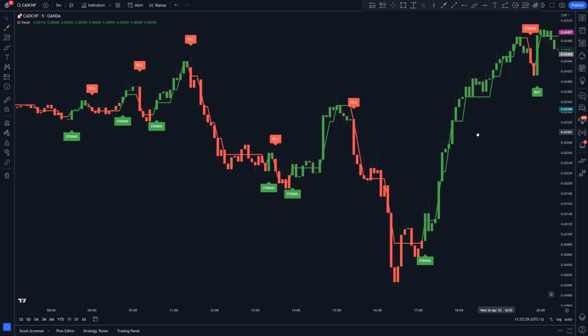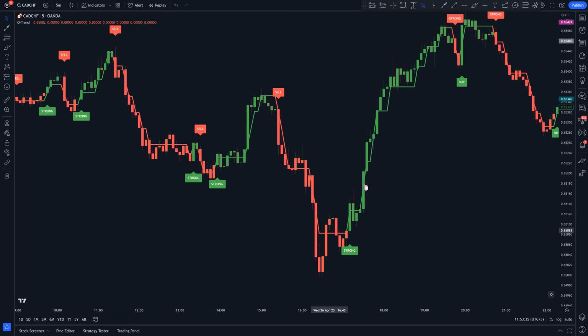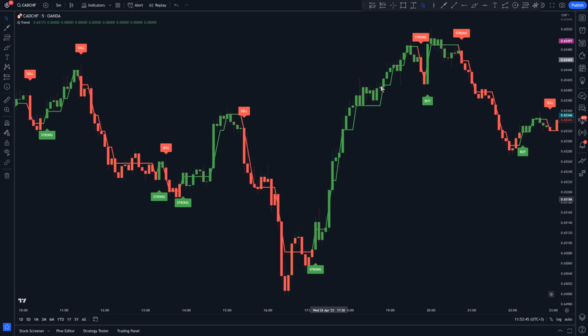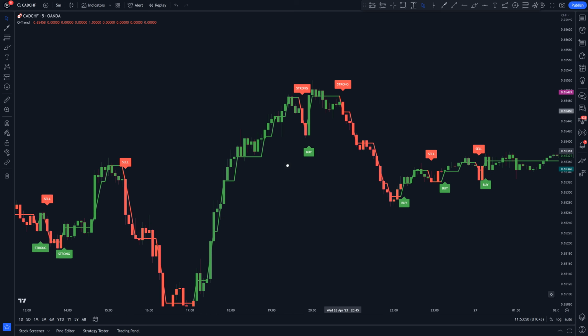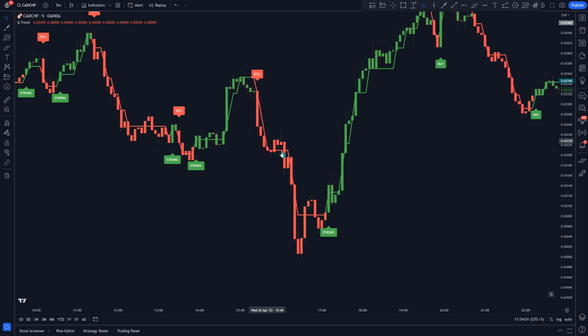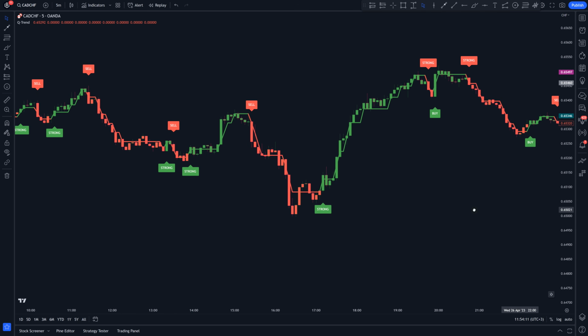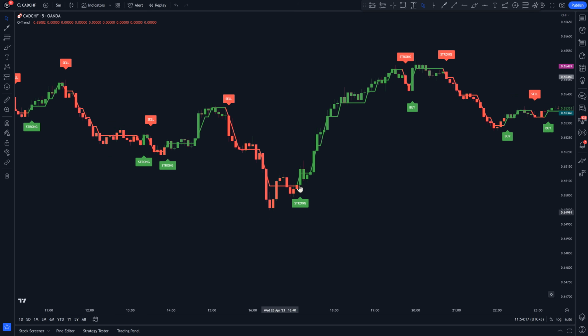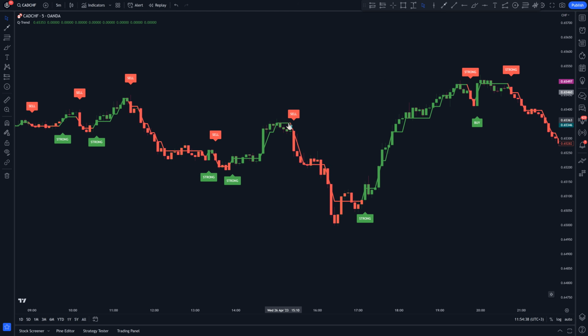We can see that this indicator also changes the bar colors to green and red depending on the trend of the market. When the trend is bullish, the bars are colored green, and when the trend is bearish, the bars are colored red. It also applies a trend line that follows the price closely while changing color according to the color of the candles. Every time the price breaks and closes above this trend line, a buy or strong buy signal is printed, and every time a candle closes below this trend line, a sell or strong sell signal is printed.